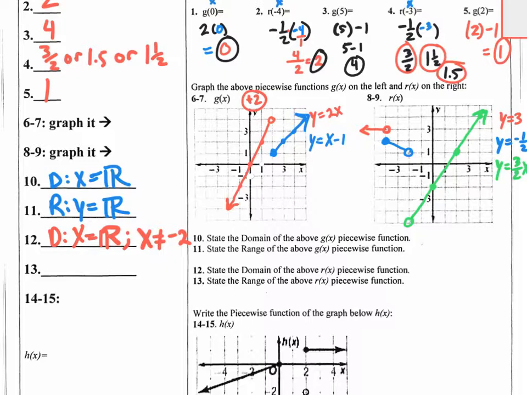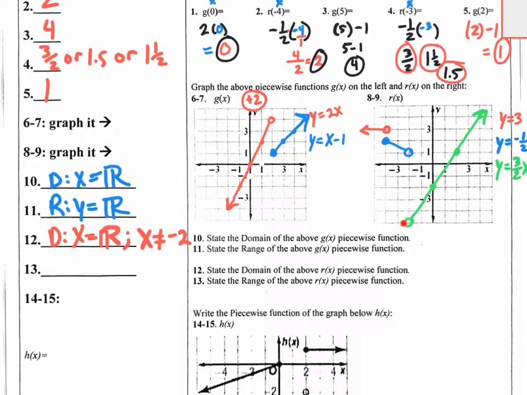Let's move on to number 13. State the range of this piecewise function. The range are your y values. Does it go up forever? Absolutely. The green arrow covers it all, goes up forever. Does it go down forever? No, it doesn't. There is no arrow pointing down.